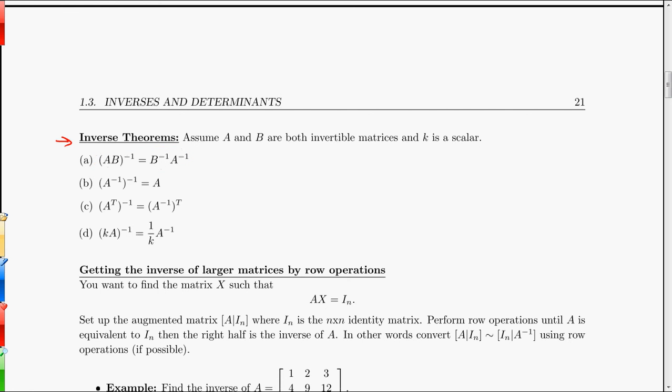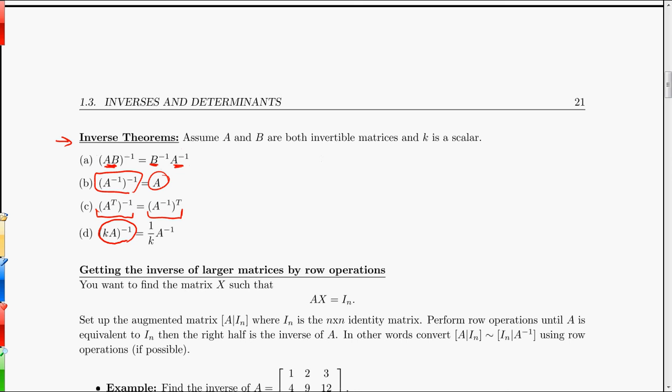So notice if you take the inverse of AB, you actually get B inverse A inverse. And that's because in order to get the inverse of AB, I have to multiply by A inverse here to get the identity, and then B inverse there. So that is the actual inverse of AB. The matrices get switched in order. And as you might guess, the inverse of the inverse is the original matrix. The inverse of the transpose is the same thing as the transpose of the inverse.